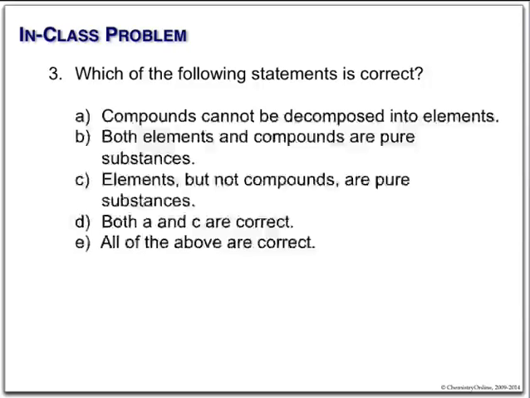Which of the following is correct? Compounds cannot be decomposed into elements. Elements and compounds are pure substances. Elements but not compounds are pure. A and C, or all of the above. Well, you can kind of rule out all of the above right away, can't you? Because these are opposite statements.